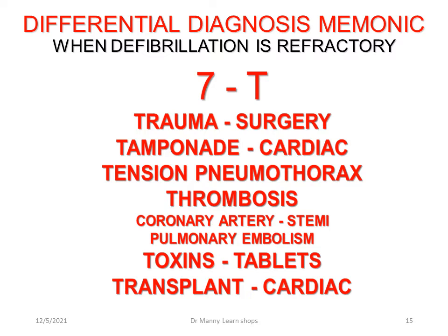Then you've got the 7 T's. Following trauma, which could be surgery, cardiac tamponade, pneumothorax, thrombosis, coronary artery thrombosis such as STEMI, pulmonary embolism, toxins such as tablets, which could be cardiotoxic, or cardiac transplant.